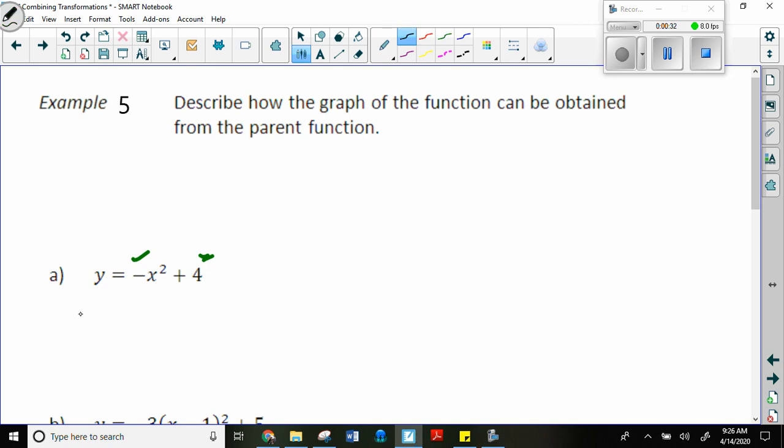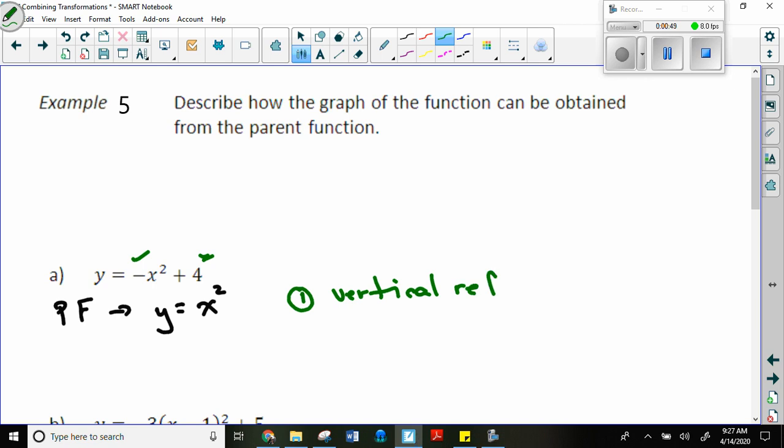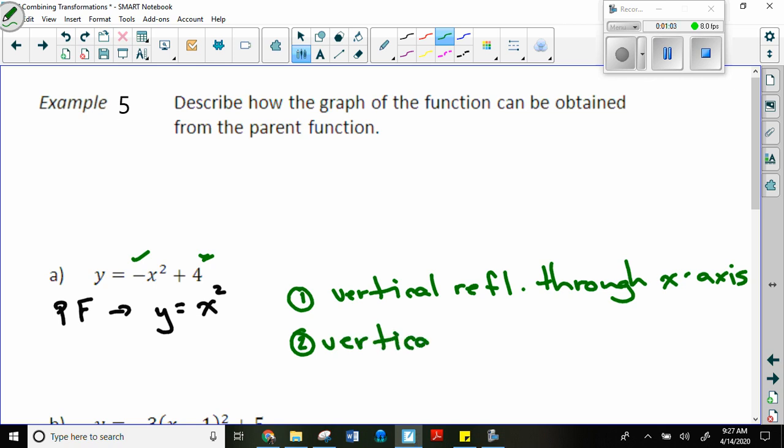Our parent function in this case is y equals x squared, the parabola. So our first transformation is a vertical reflection through the x-axis or about the x-axis. And our second transformation is a vertical translation 4 units up. Have to tell me the direction.